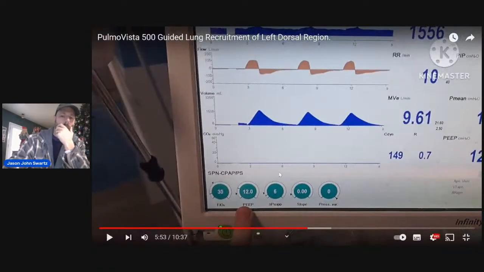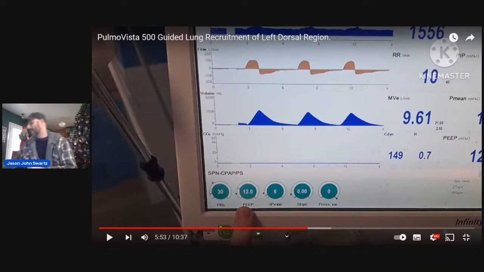What we usually had him on was PC-PSV, with a backup rate. The RT would switch him to pressure support, back to PC-PSV, back and forth. Blood gas is always normal. Pressure support is 6. It's him that's taking these large volumes.